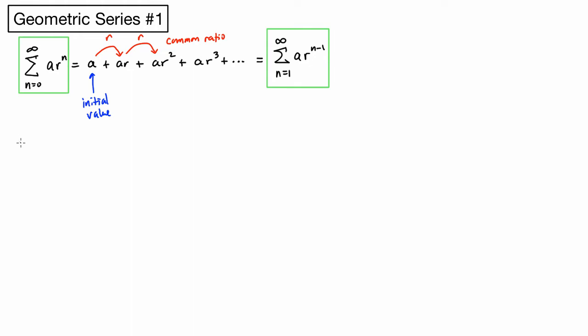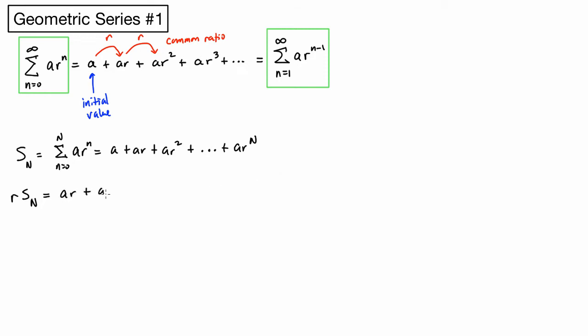I'm going to start by looking at the partial sum. So I'm going to look at Sn, the partial sum sequence. So this would be the sum, n goes from 0 to capital N, of ar^n, which if I write out the terms would be like this, all the way up to a power of n, capital N. And I'm going to multiply the partial sum here by r, by the common ratio. When I do that, I'll get ar plus, basically I'm just going to raise the power of all the r's by 1.